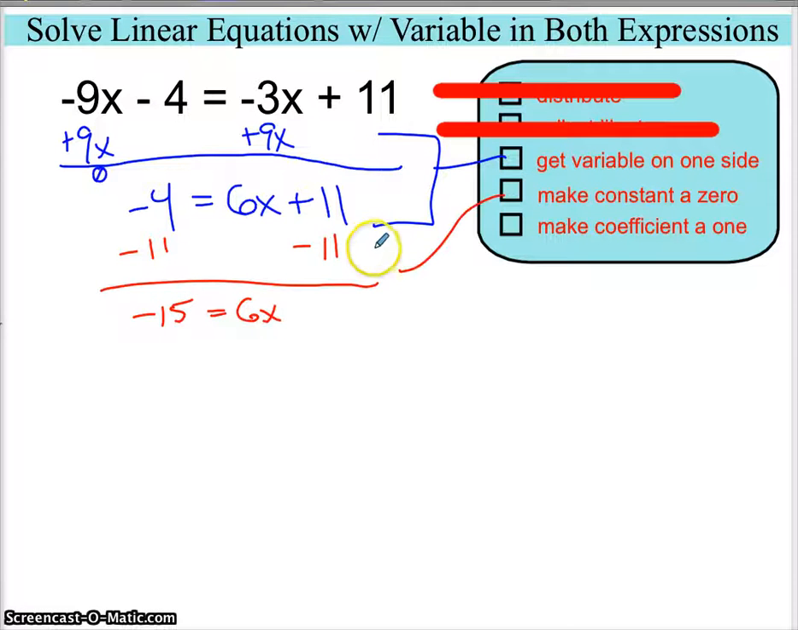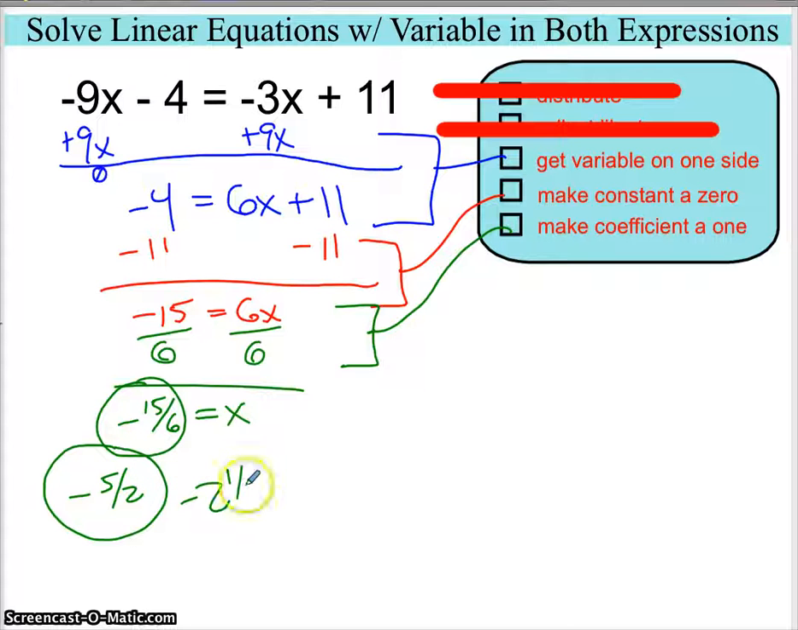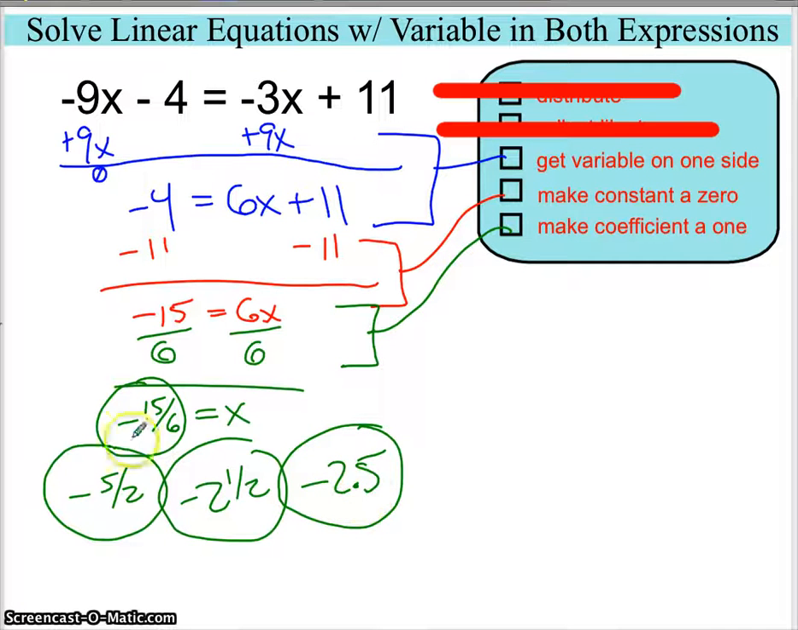And that's the step of making the constant into a 0. And then we'll make the coefficient into 1 by dividing by 6 and dividing by 6. And that gives us negative 15 sixths for our unknown value. It can be reduced to negative 5 halves. Or it could be negative 2.5. Or it could be negative 2 5/10, the decimal version of that. So any of those would work.